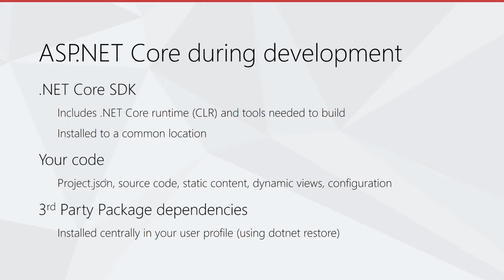Now, a few important things to know about it. If you're running it in development, you have to install ASP.NET Core, and it comes with the CLR and the tools that you need to run all these things. Then you have your code, which contains project.json and a bunch of static files and things like that. And then you have third-party package dependencies.